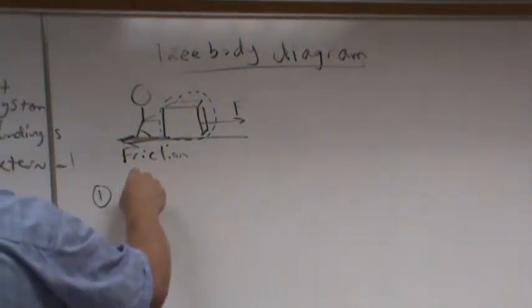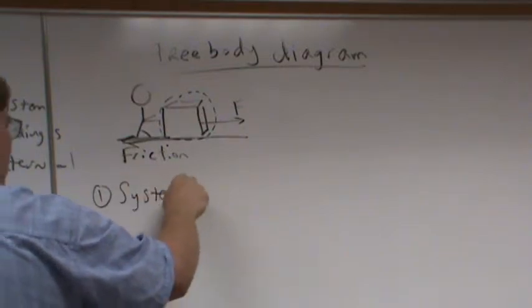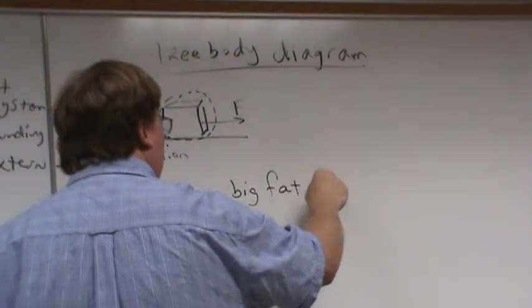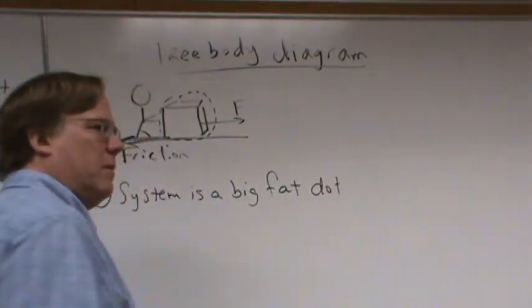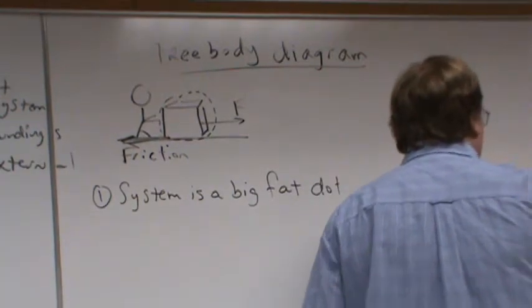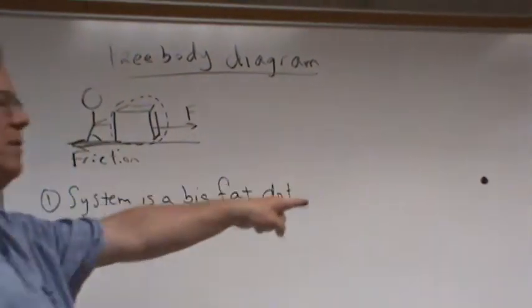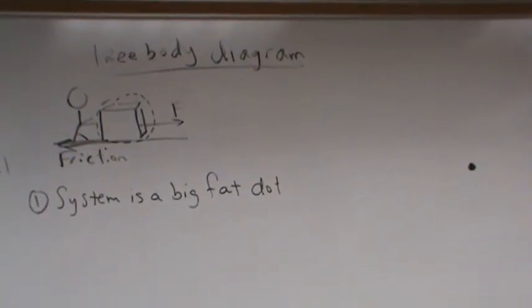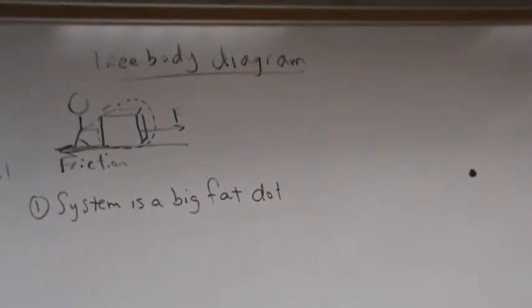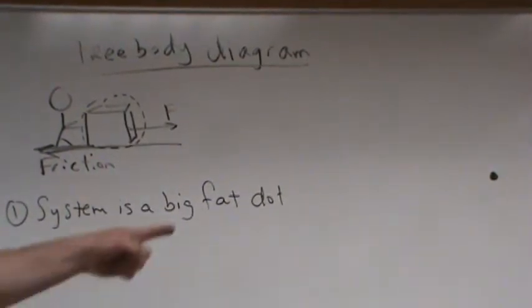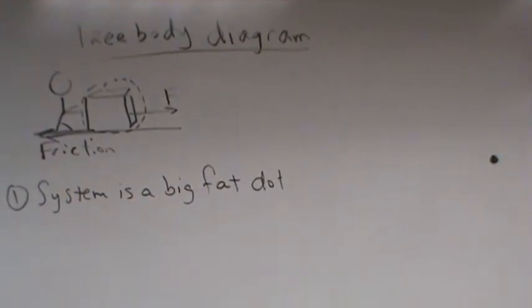Number one, your system is a big, fat dot. Here it is. There's my system, there's the box. I just draw it as a big fat dot. You don't have to draw a box. If the system was a person or a car, you don't have to draw a person or a car. Just draw a big fat dot, that's good enough.